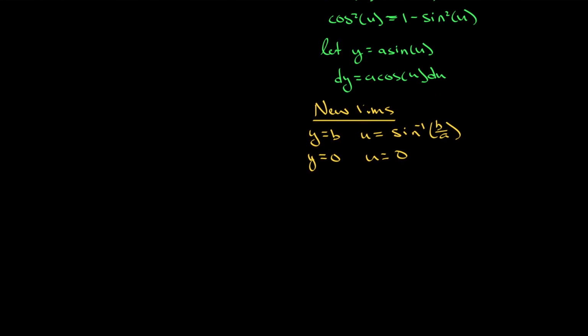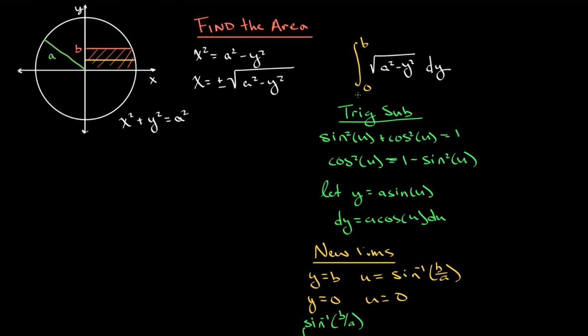So let's put together our definite integral now. Our definite integral is going to be from 0 to the inverse sine of b over a. And then our integrand is what? Scrolling back up here, we have the square root of a squared minus y squared. So then under our substitution, that's going to be the square root of a squared minus a squared times sine squared. That is going to be what's under our radical.